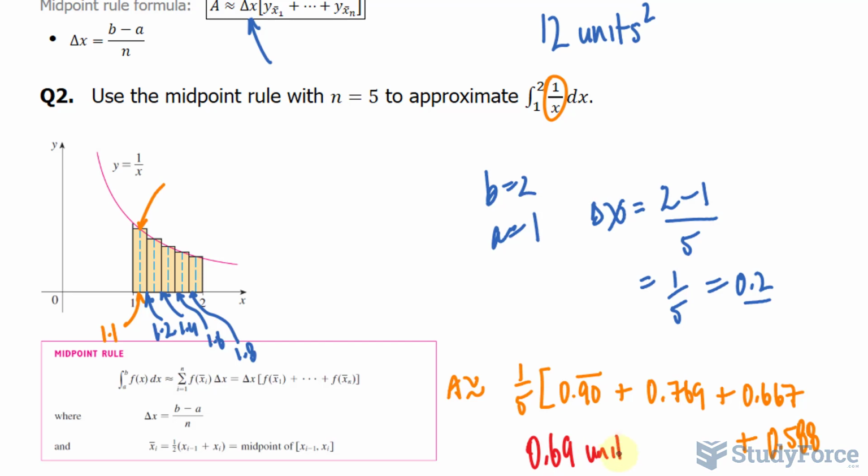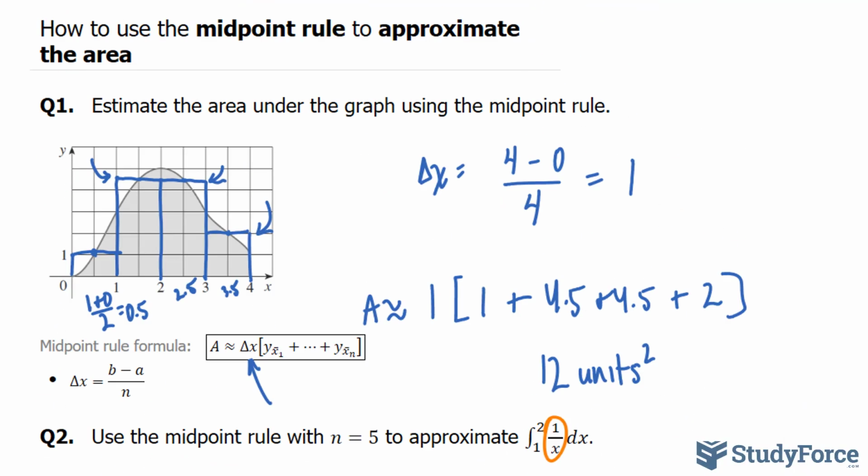0.69 units squared. And there you have it. 2 examples on how to use the midpoint rule to approximate the area.